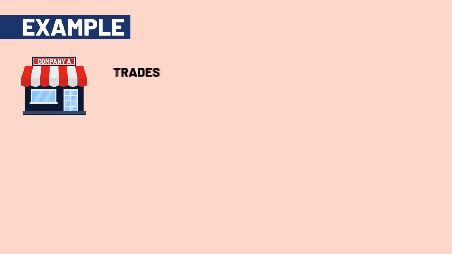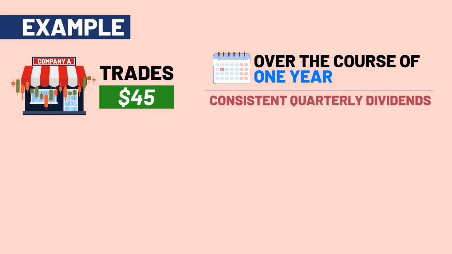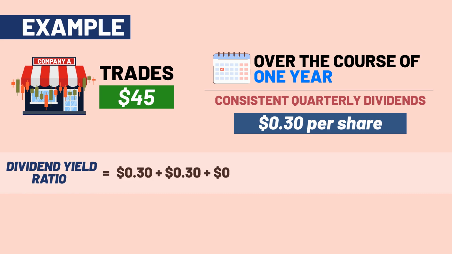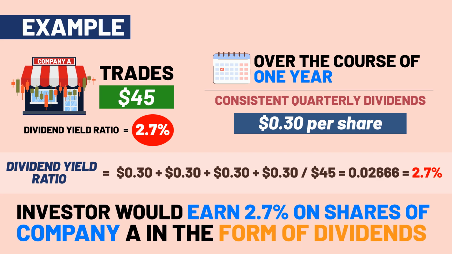Example: Company A trades at a price of $45. Over the course of 1 year, the company paid consistent quarterly dividends of 30 cents per share. The dividend yield ratio for Company A is calculated as follows. Dividend yield ratio equals 30 cents plus 30 cents plus 30 cents plus 30 cents divided by $45, which equals 0.02666, which equals 2.7%. The dividend yield ratio for Company A is 2.7%. Therefore, an investor would earn 2.7% on shares of Company A in the form of dividends.